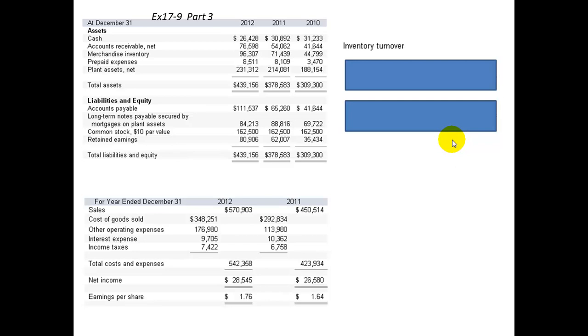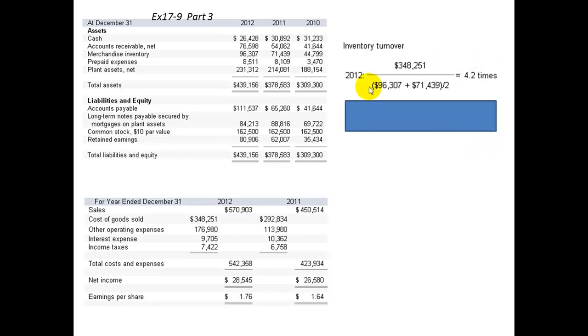So the first thing we'll look at is inventory turnover. And again, accounts receivable turnover and inventory turnover, higher is better. The faster you turn those things over and turn them into cash, the better the situation is. So the 2012 turnover looks like the $348,251 worth of cost of goods sold.